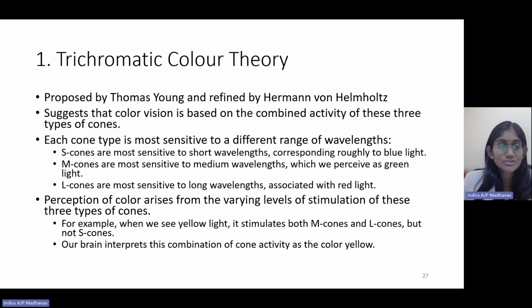Perception of color arises from the varying levels of stimulation of these three types of cones. For example, when we see yellow light, it stimulates the medium cones and also the long cones, but not the S cones. Our brain interprets this combination of cone activity as the yellow color. So basically, trichromatic color theory tells us that there are three types of cones, L cones, M cones, and S cones, and that's how we perceive colors.